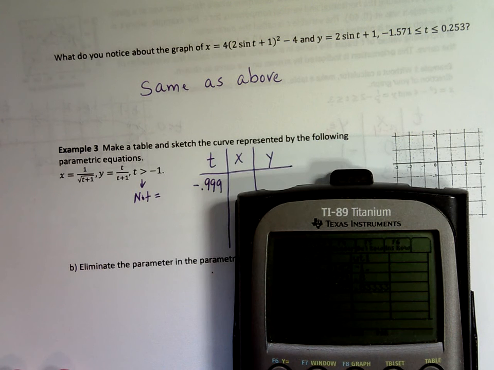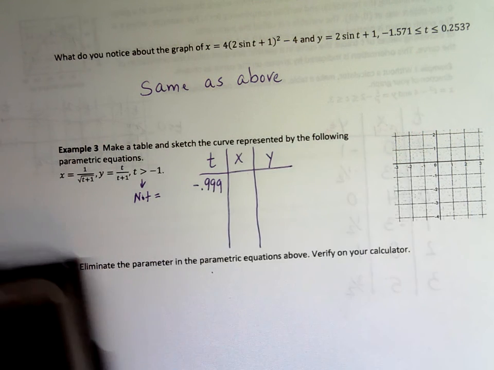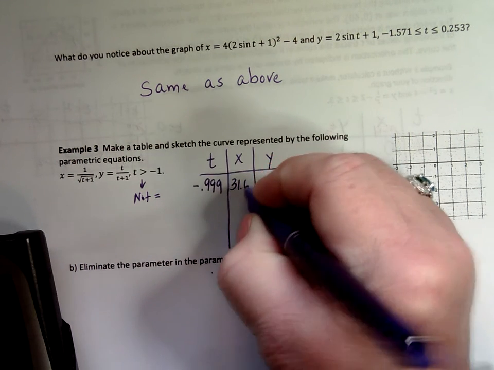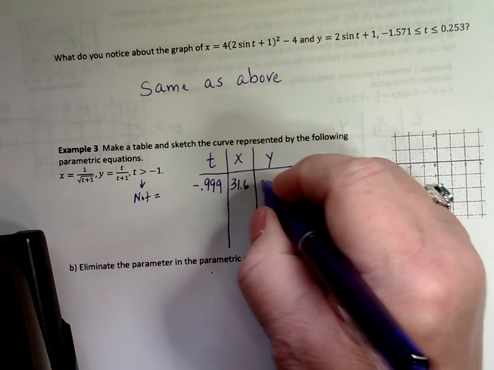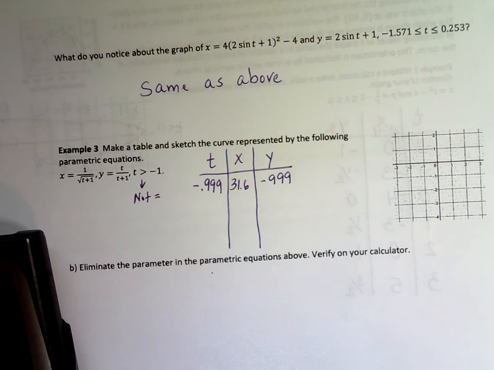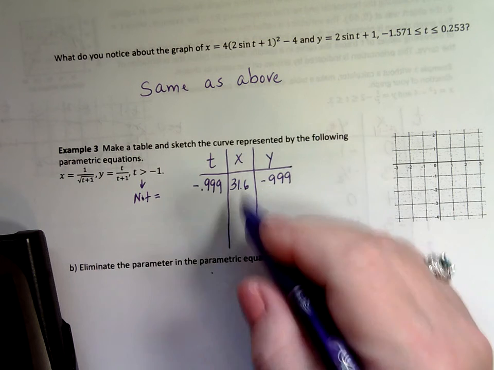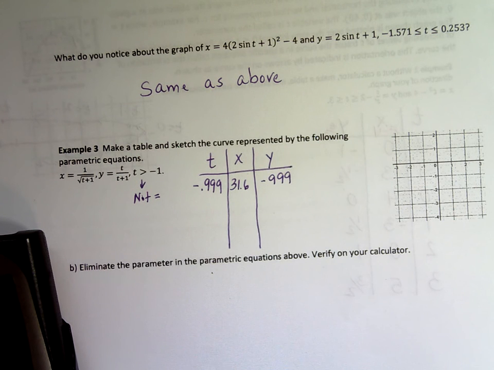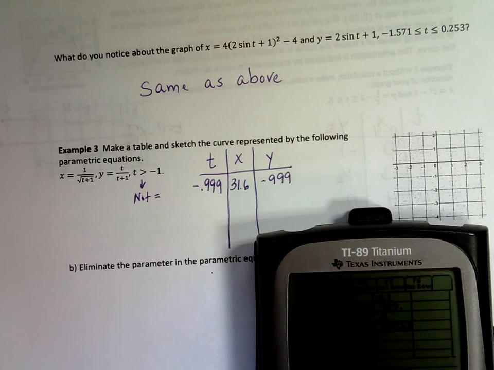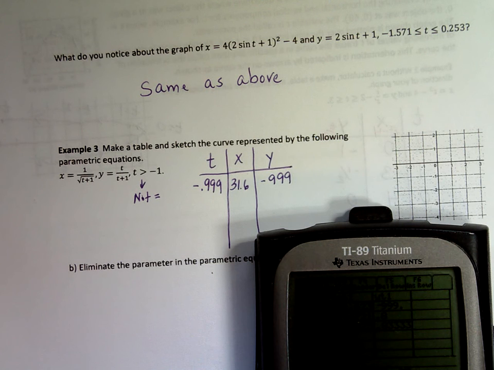This is pretty cool. If I put in a -0.999, it gives me 31.623, 31.6 for x. And it gives me a y that's -999. Holy guacamole, we're going to look at that in a minute because I ain't graphing that. That point is not plottable. But since I have this in here, I can get my other table values pretty easily.